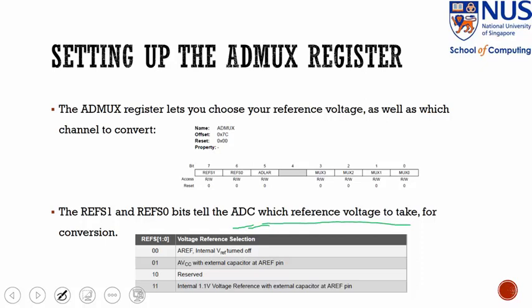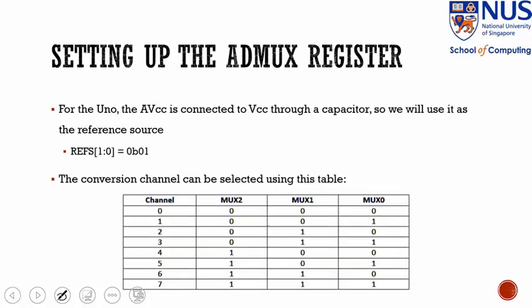So what are the values we're going to put for the reference as well as the ADMUX? For the reference, we're going to use the AVCC. That means we are basically going to use the analog VCC, which is also tied to the 5 volts within your Arduino Uno board. So that gives us a reference of 0, 1. And the channel basically is the setting of the mux bits, 2 down to 0 here.